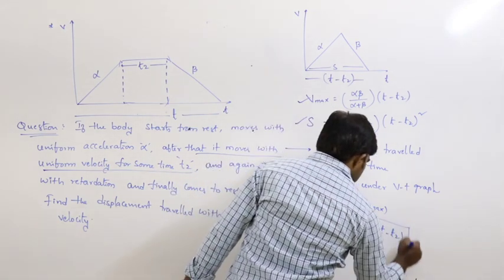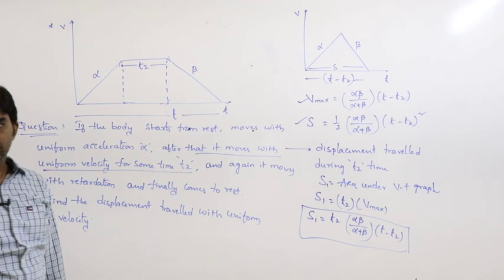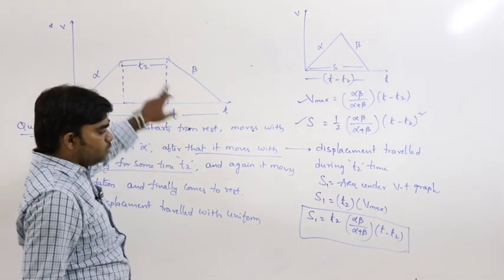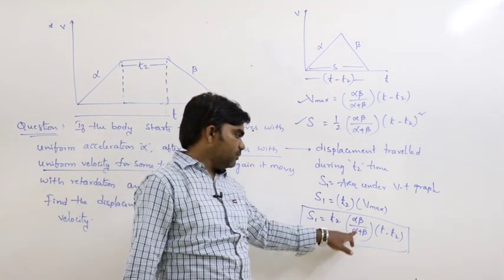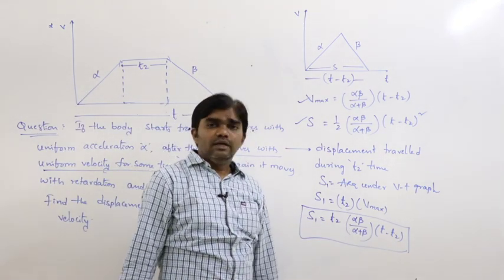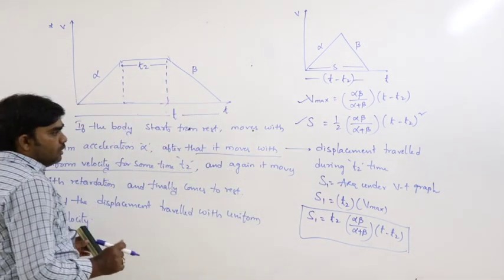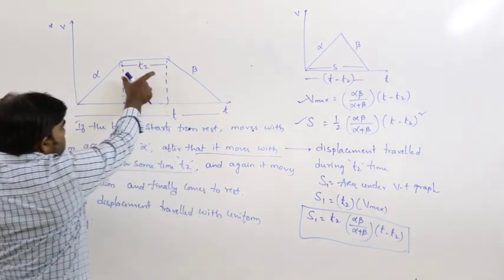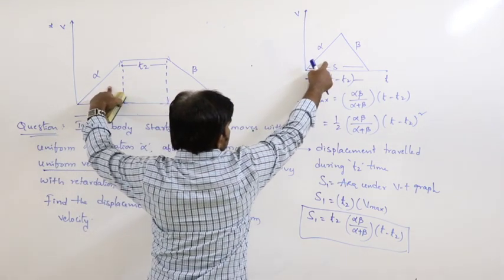So this is the displacement during uniform velocity, the displacement traveled by the body during uniform velocity. So S is equal to T2 into alpha beta by alpha plus beta into T minus T2. So listen, these are important modalities. For this graph, only these two we discussed in the previous situation.